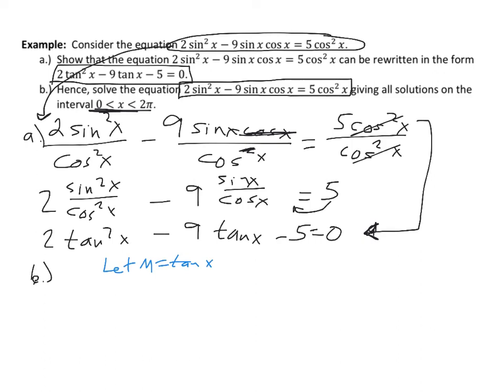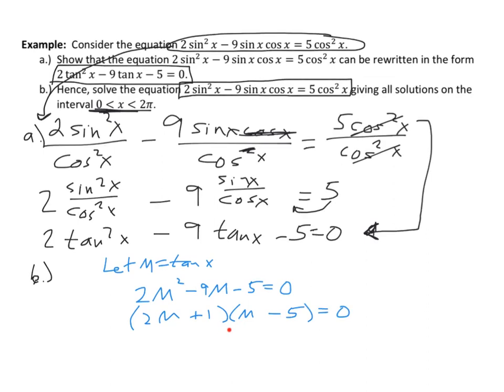If m were tangent x, I would have 2m squared minus 9m minus 5 equals 0. So I could factor this as 2m and m, and then a plus 1 and a minus 5. So if we double check here, that would give us a positive m and a negative 10m. Yeah, those would add. Okay, cool. So that means that my m values here would be negative 1/2 and positive 5.